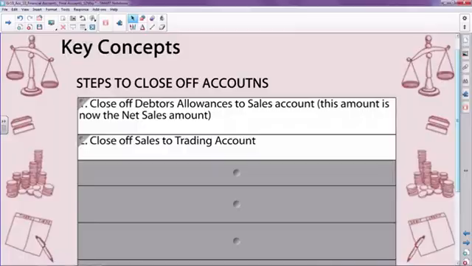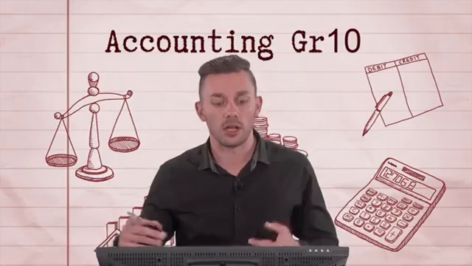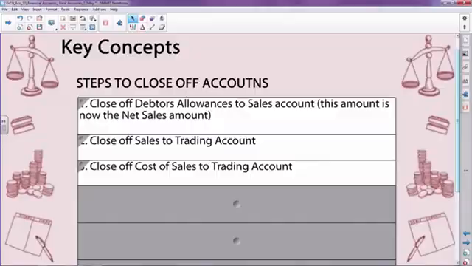Step number two, sales, your very top nominal account, the biggest amount hopefully, that needs to close off to your trading account. Now remember, sales will be on the credit side. You take it to the debit, take it to trading account on the credit. I'll show you now. Then close off number three, your cost of sales to the trading account.